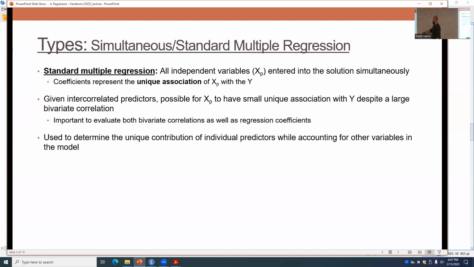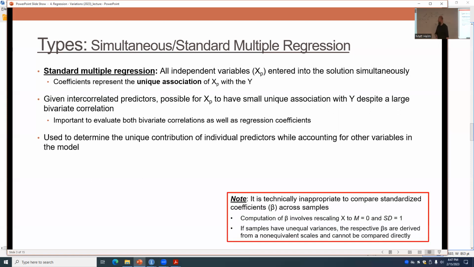So again, with our simultaneous regression, we're looking at the unique contribution of individual predictors while accounting for other variables in our model. Now, we talked about our unstandardized coefficients, interpreted as, based on this model, the expected change in y given a unit change in x. Our standardized coefficients give the expected standard deviation change in y given a standard deviation unit change in x. Standardized coefficients are a nice way to compare across predictors in our model, to see which ones have relative strength.